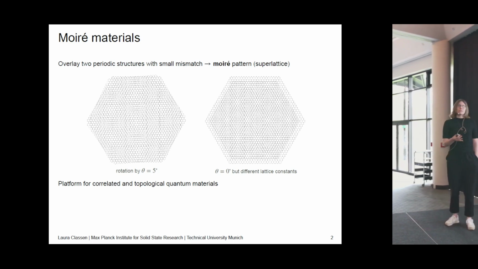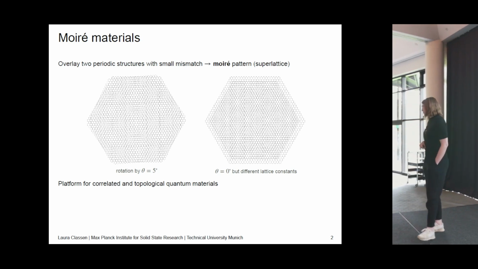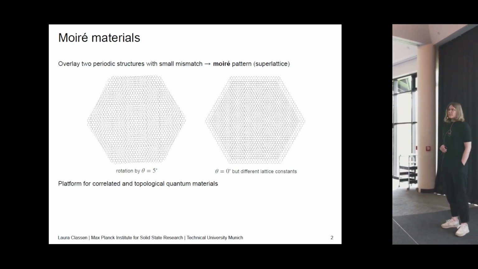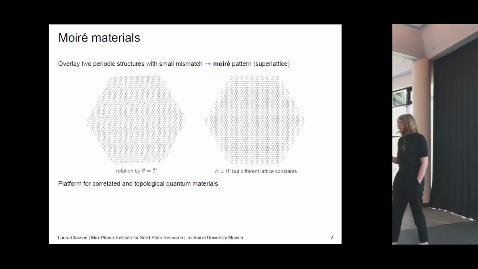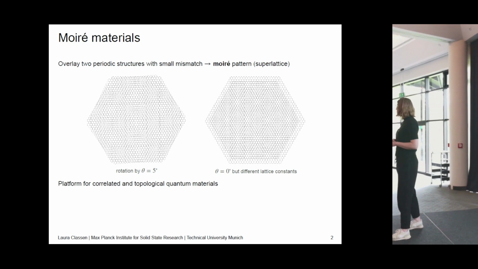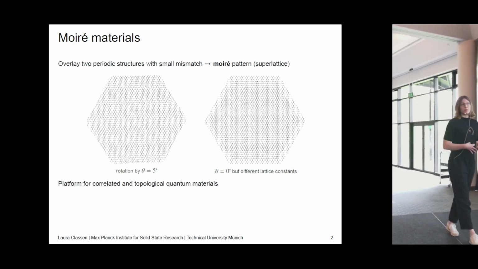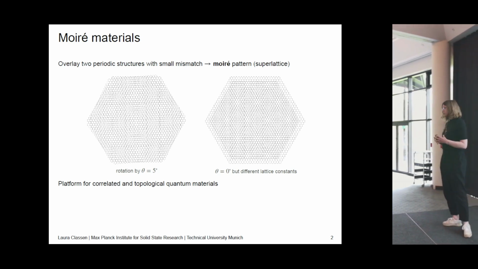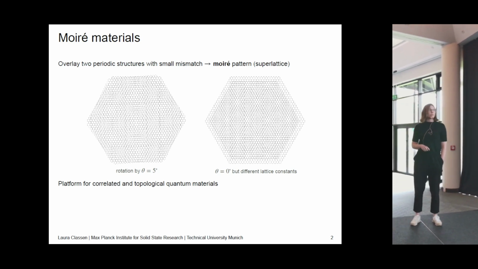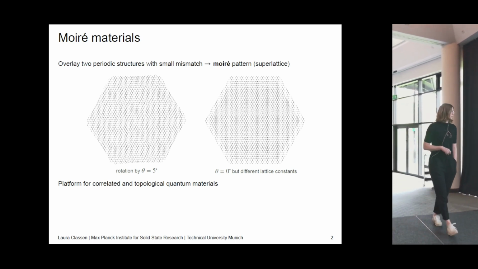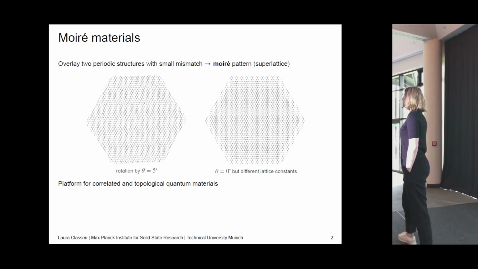And you can think of this basically like an interference pattern of the two regular lattices that we overlay over each other. And then, of course, electrons who live in these materials will feel the difference in the potential due to this pattern, and that's how we can manipulate their properties to some extent in these systems. And in the recent years, this has really grown a lot, exploring the possibilities we have here. So I would say this has become a platform for both correlated and topological quantum materials.